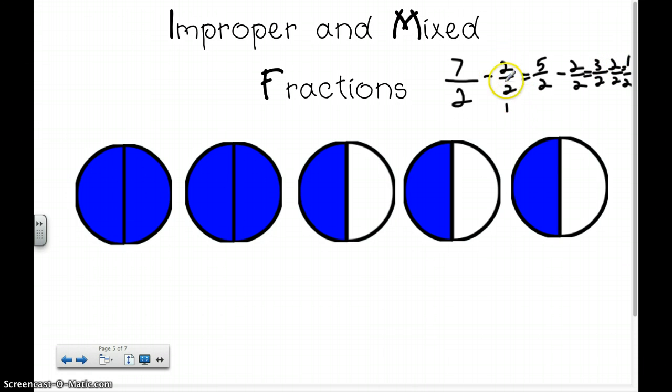So how many wholes did I take out? I took out 1, I took out 1 here, and I took out 1 here. So that would give me 3 whole circles and 1 half left over. So that's how you can do it mathematically without even looking at the pictures. If I wanted to look at this, I know that 3 wholes is going to be 6 halves. And then I can add this 1 half, and that's going to give me 7 halves. That's how it works to switch it from improper to mixed using addition or subtraction.